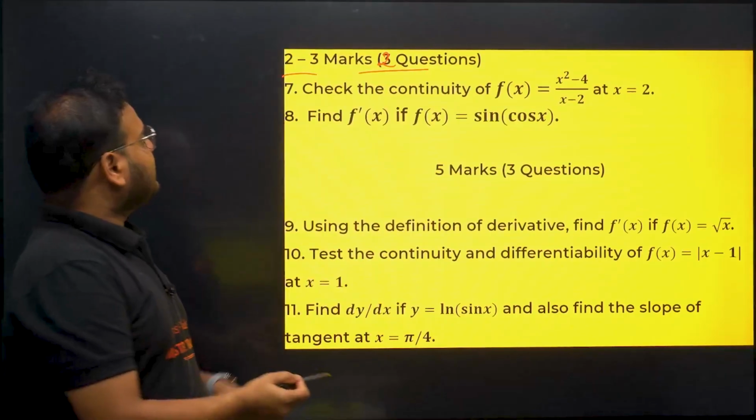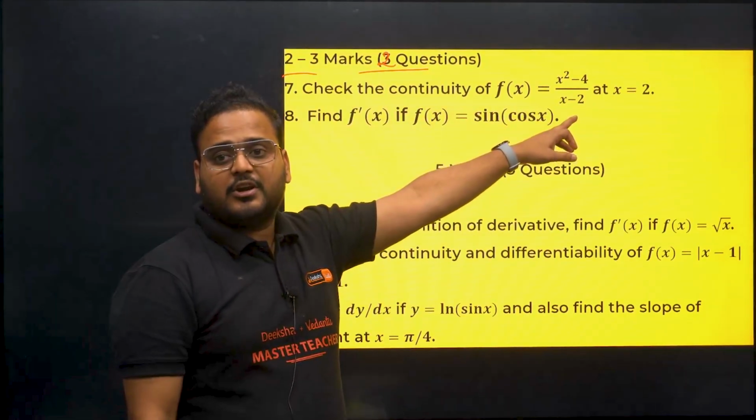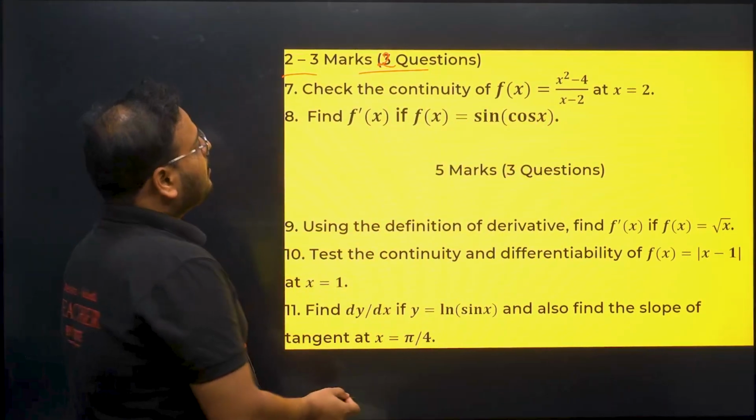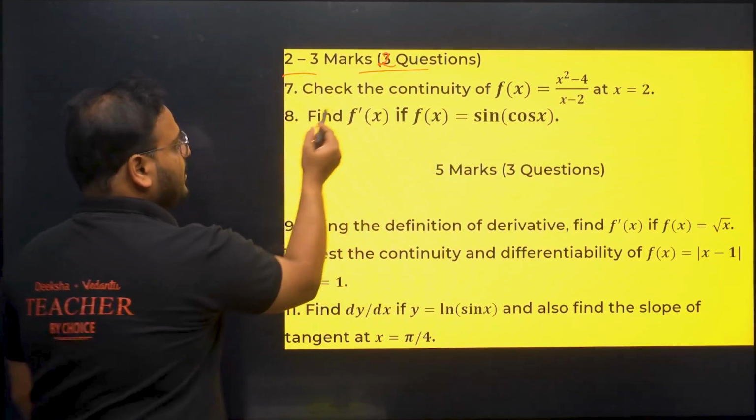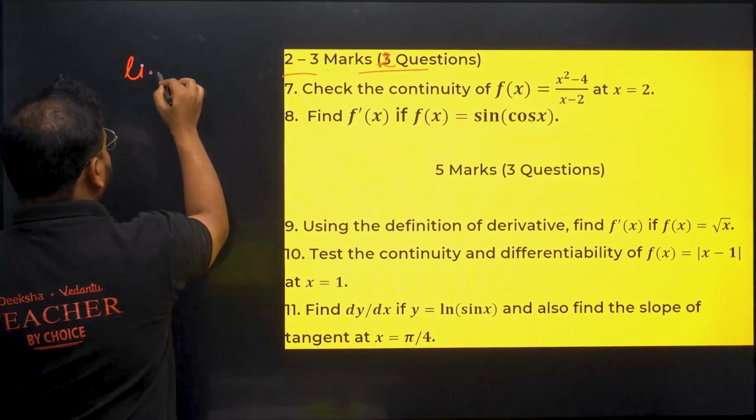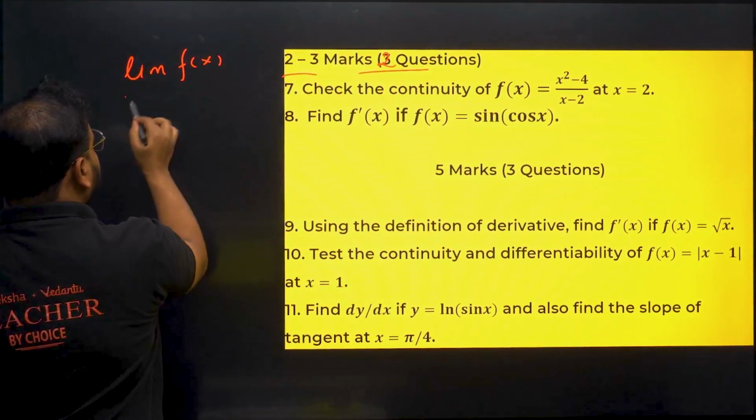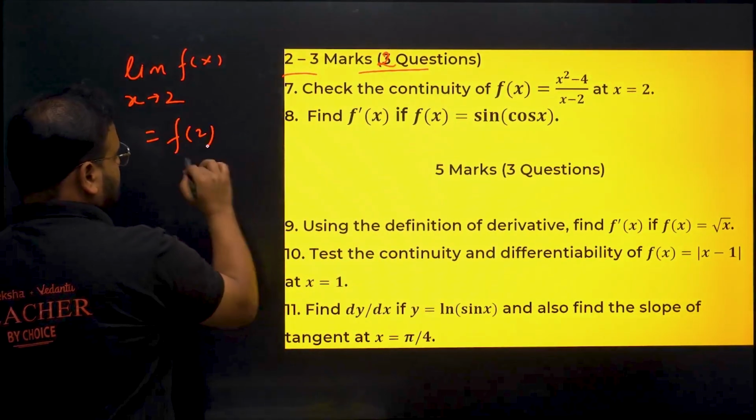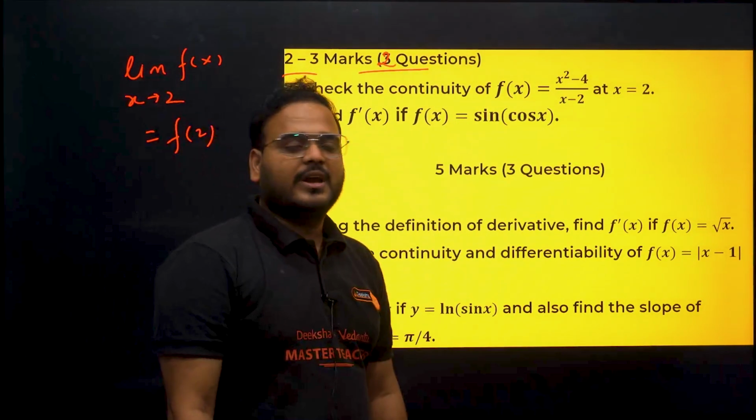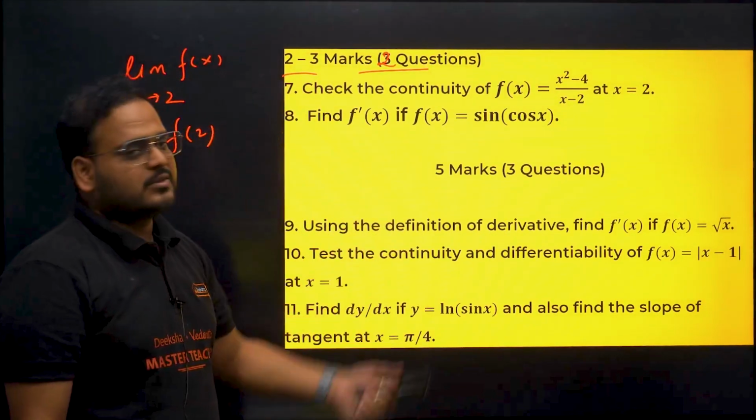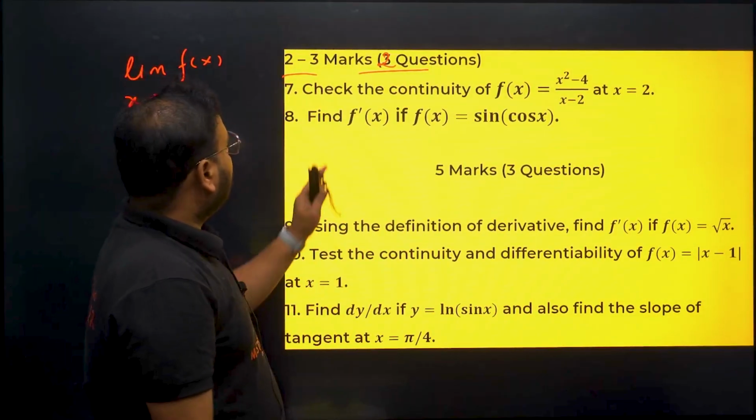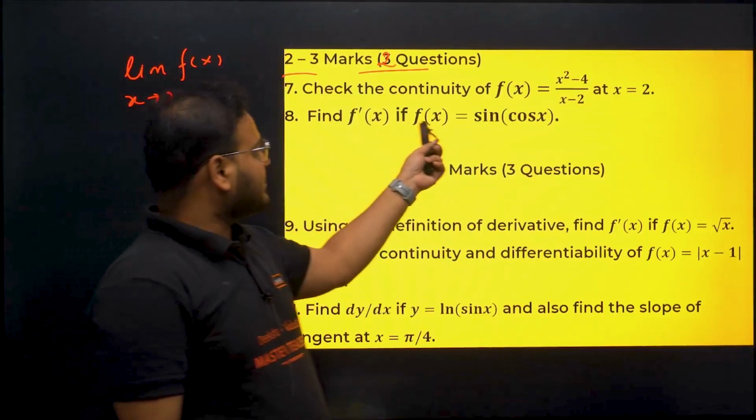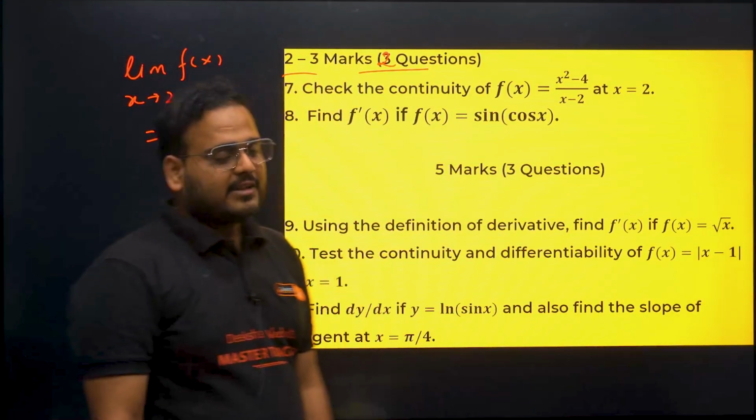Check the continuity of f(x). You have to check for the continuity of f(x) at the point x equals 2. Okay, and find the limit value basically. Find the limit of this function f(x) when x tends to 2. Alright, and check for the value of f(2). Okay, define the function again and check if it is equal, then continuous, otherwise not continuous. Okay, f dash of x, if f(x) is sine of cos x, find that.